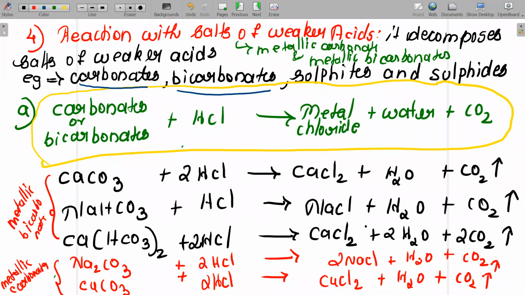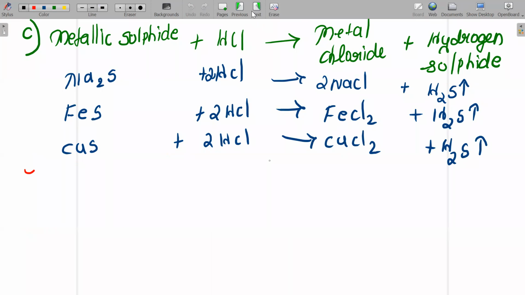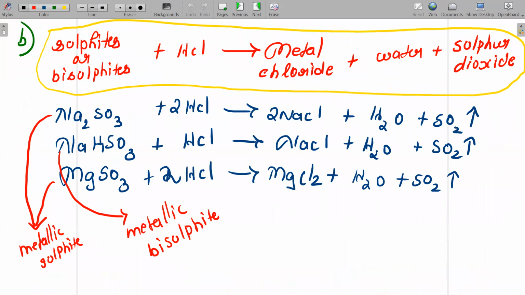Now, the next set of reaction is nothing but we are considering sulfites. What happened in case of sulfites? Listen carefully. So in sulfites, what happened? Listen. Sulfites or bisulfites. You just consider sulfites or bisulfites. Into that, you are introducing HCl. Then what happened? You will get that particular metallic chloride, water plus sulfur dioxide.